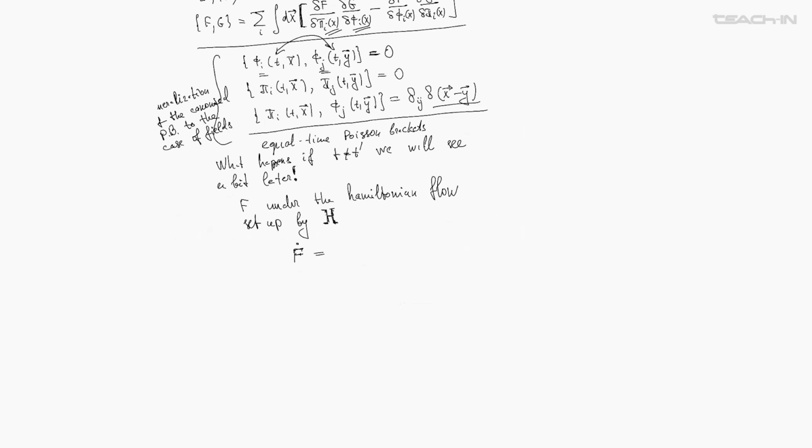And in fact, this is one of the standard equations of classical mechanics, and it goes without any modification to field theory. So if you would like to define the time evolution of any functional, you compute the equal time Poisson bracket of H with F, and you get the time derivative. So it's like an equation of motion you set up for any functional F in the theory.